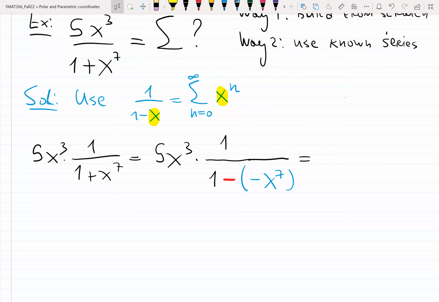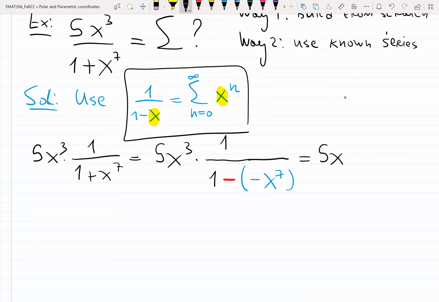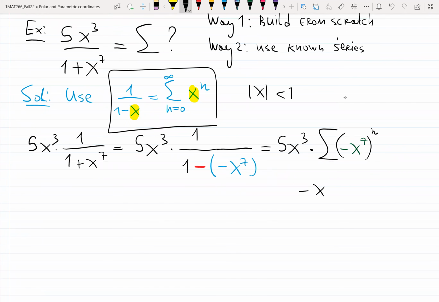So following the formula in blue, here it is. It's going to be 5x cubed, keep waiting. This sum shows up. And the formula says input to the n. My new input is minus x to the 7 to the n. This only happens for the input less than 1, so my series only happens for minus x to the 7 to be less than 1. That is also important to mention. This is the answer, but you will not see it as a multiple choice question.